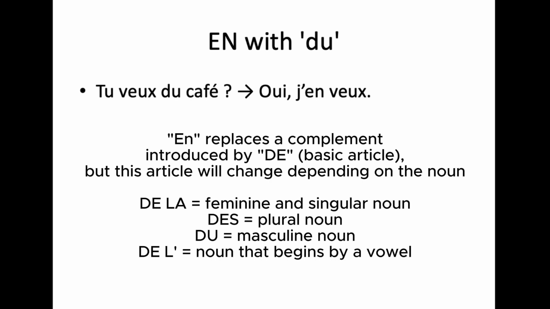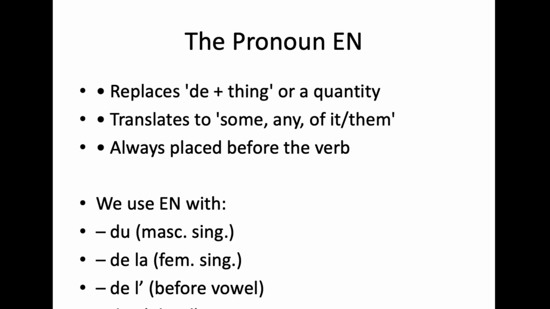As I told you just before, en is always there to replace the article de that introduces a complement. However, in French, this article de will change depending on the noun. If the noun is masculine and singular, you will have to put the article du. If the complement begins with a noun which is feminine and singular, you will have to put the article de la. Same thing if the noun of the complement begins with a vowel, you will have to put de l'. And if the complement begins with a noun in the plural form, you will have to use des.